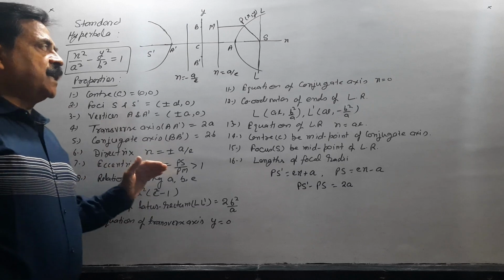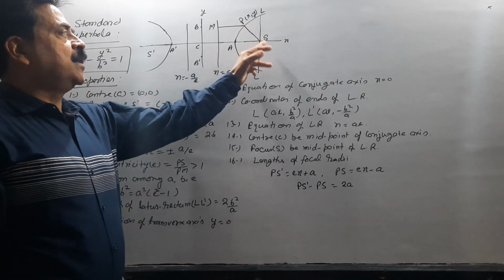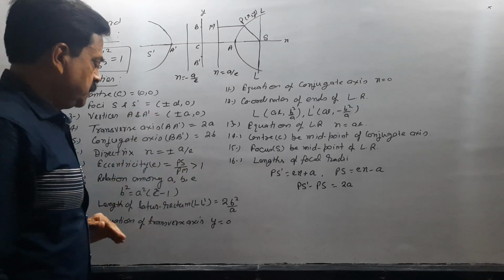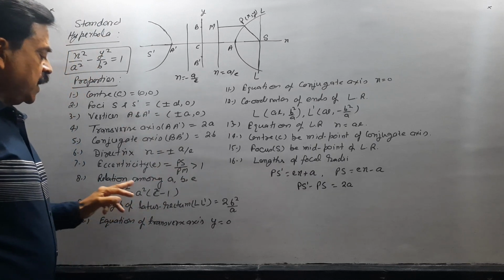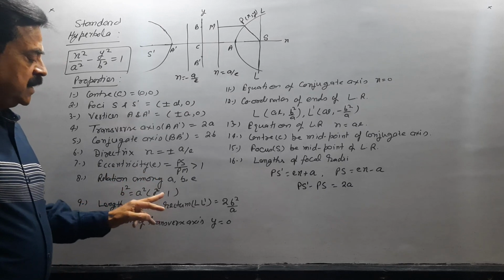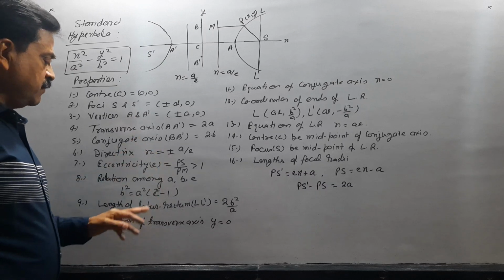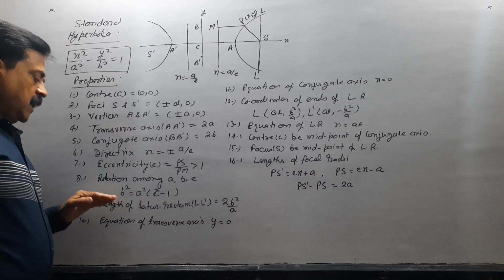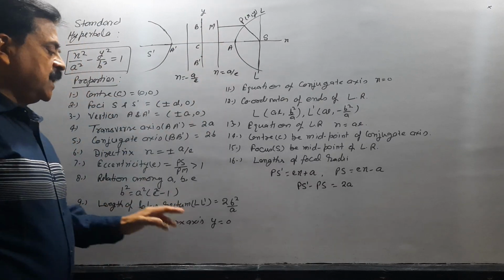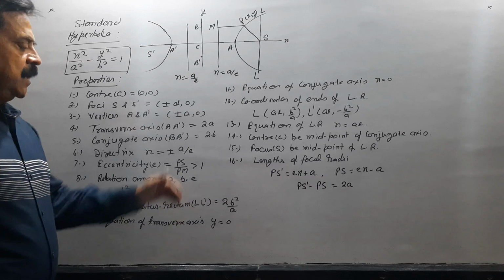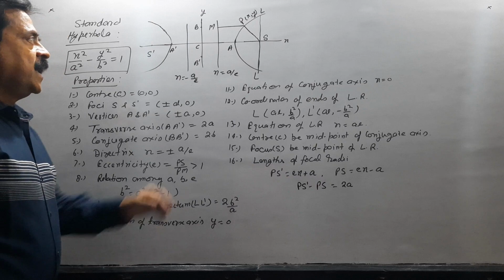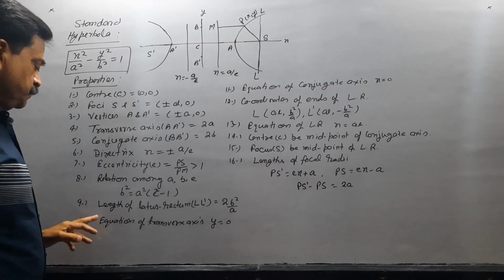Eccentricity e is the ratio of the distance of a variable point from the fixed point and from the fixed straight line, so PS upon PM is always greater than 1. Relation among a, b, e: b square equals a square, e square minus 1, because e is greater than 1. Length of latus rectum: L L dash is the latus rectum, so its length is 2b square upon a, that is b square upon a above the focus and b square upon a below the focus. S is the midpoint of L L dash.